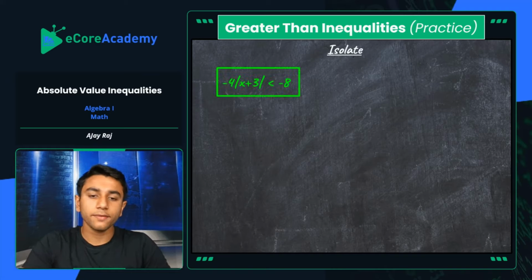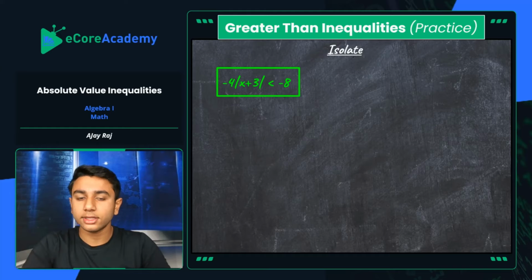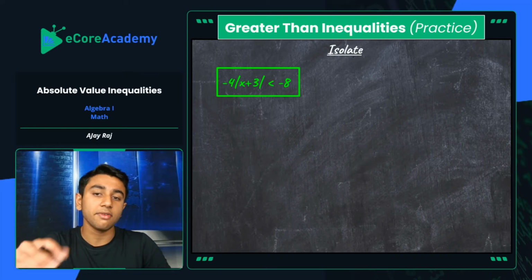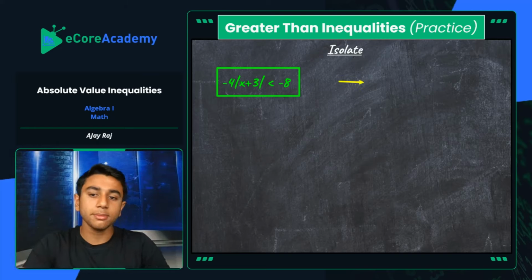So we have the inequality -4 times the absolute value of x plus 3 is less than -8. Now you might be thinking, wait a second, isn't this a less than inequality? Well, think about it. It's technically not a less than inequality because both of the sides have a negative with them. So when we simplify it, we're going to use the negative rule and swap it.